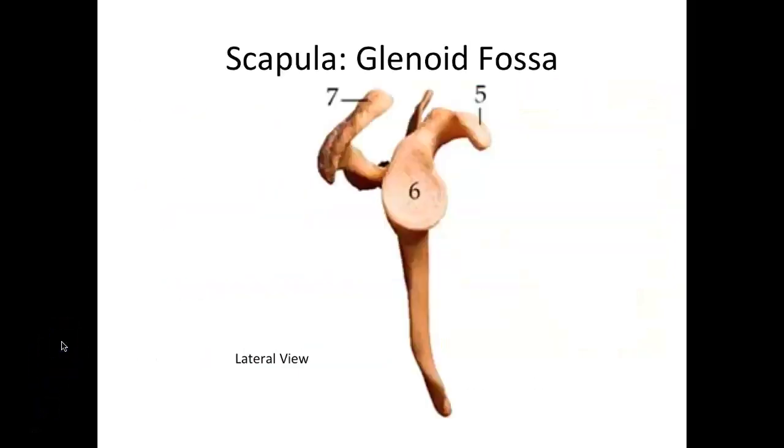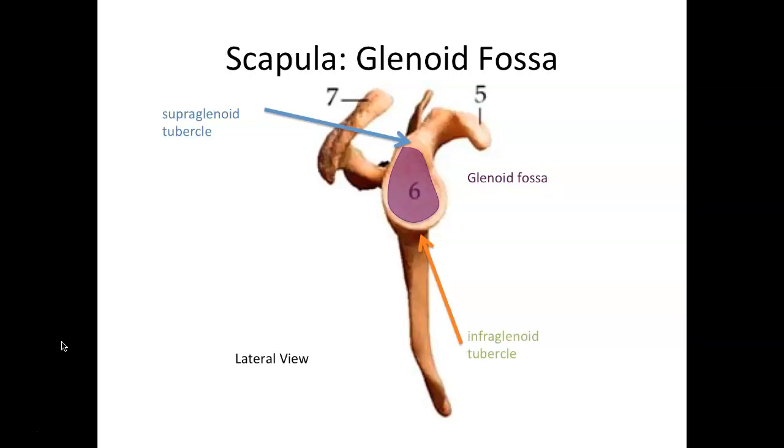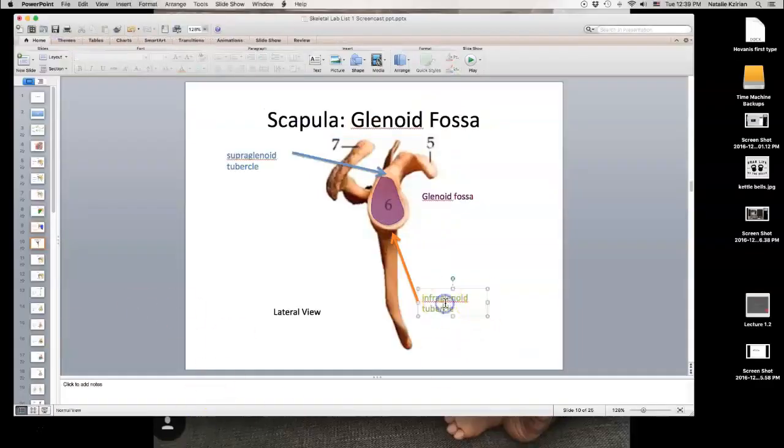Okay, let's move to our next slide. This is just a different view of our scapula. We are now looking at it laterally. So we've basically removed the humerus, that arm bone, and you can see your glenoid fossa here. Here you would have your supraglenoid tubercle, and here you would have your infraglenoid tubercle. Again, mismatch of color, but we'll just quickly correct that. All right.